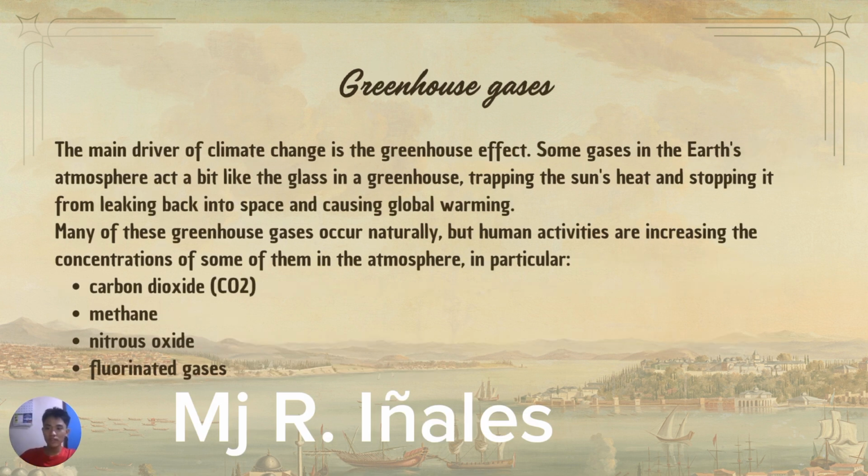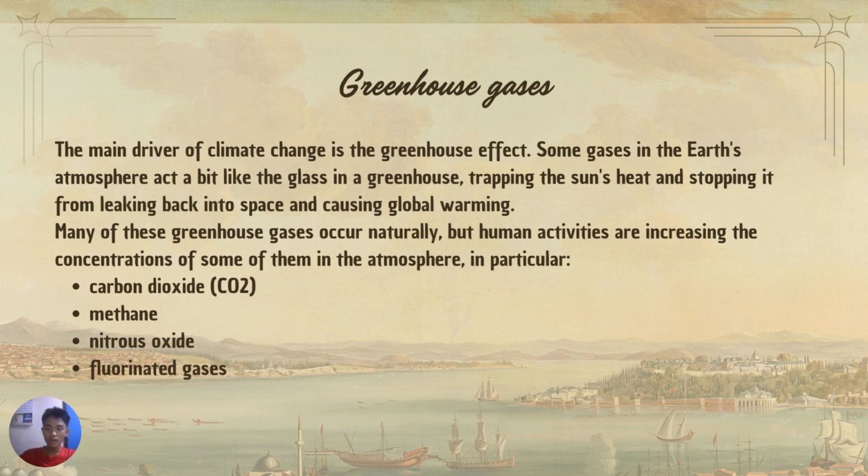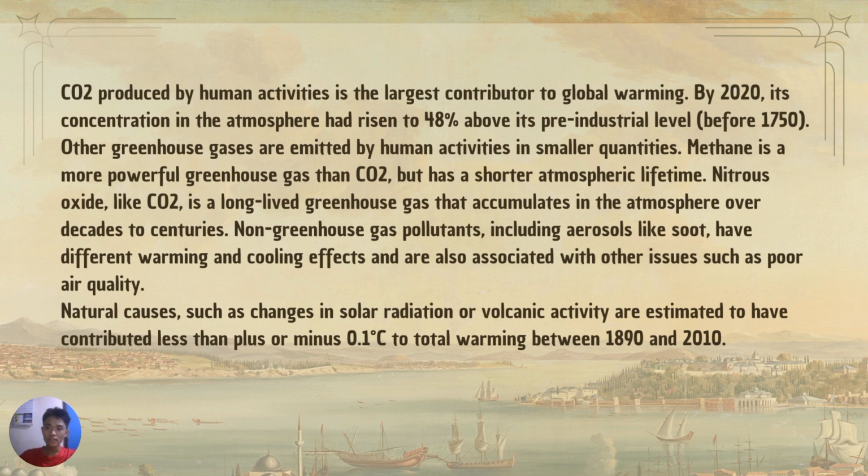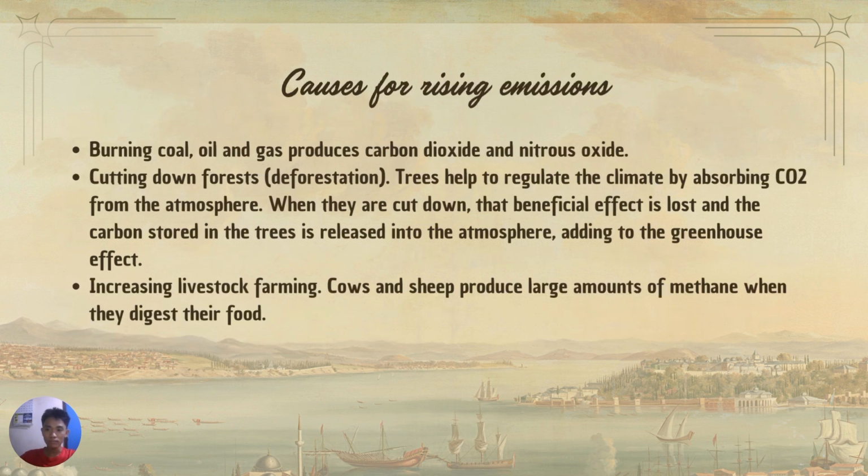The greenhouse effect, driven by gases like CO2, CH4, N2O, and fluorinated gases from human activities, is the primary cause of climate change, significantly contributing to global warming. Carbon dioxide is the leading human-driven contributor to global warming, with levels rising 48% above pre-industrial levels by 2020, while methane, nitrous oxide, and non-greenhouse pollutants also play significant roles. Natural factors like solar radiation and volcanic activity have had minimal impact on global temperatures, emphasizing the dominant influence of human activities.